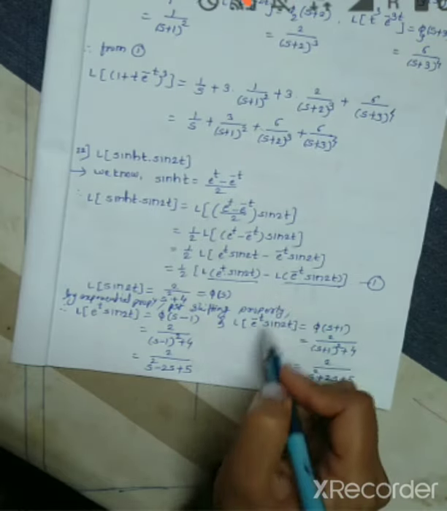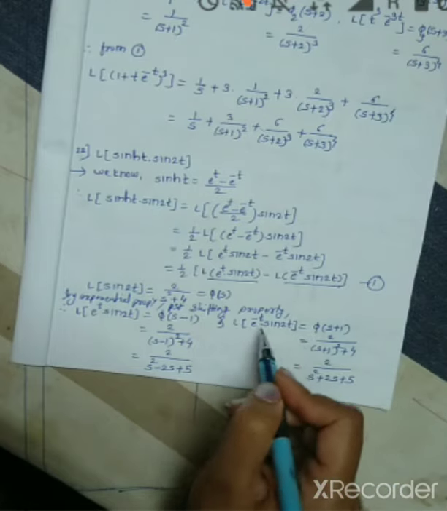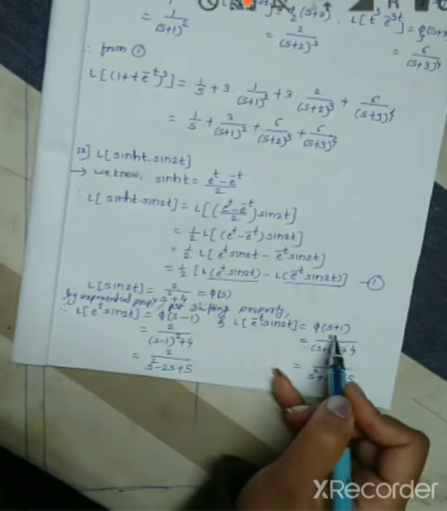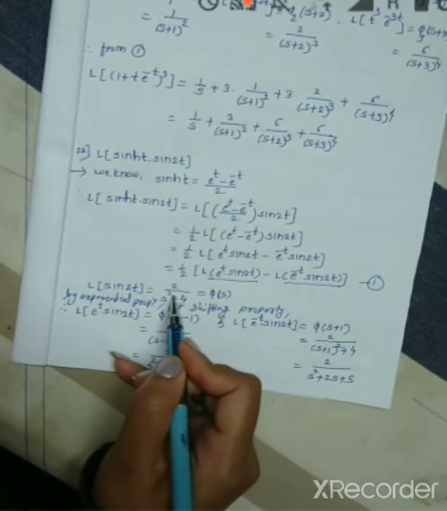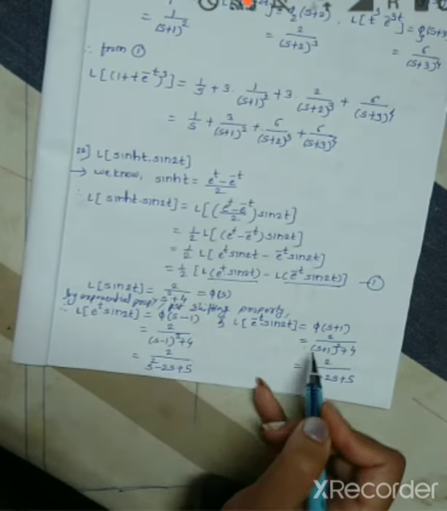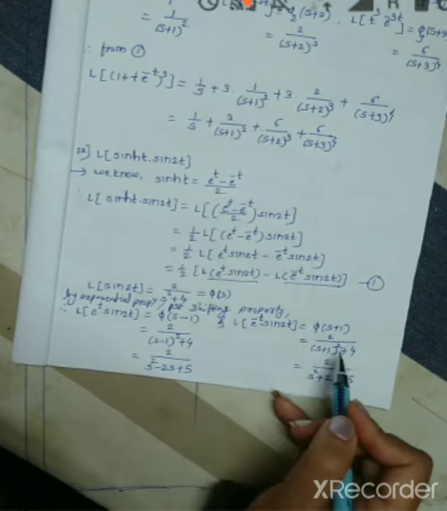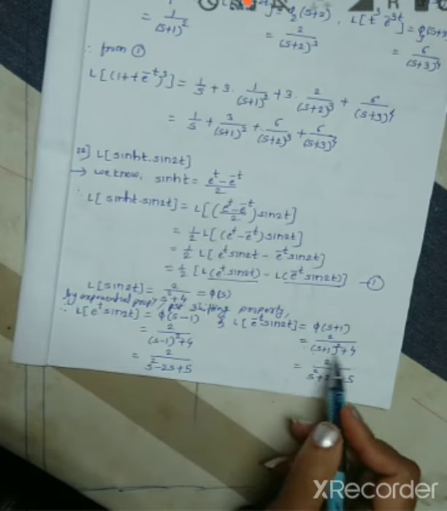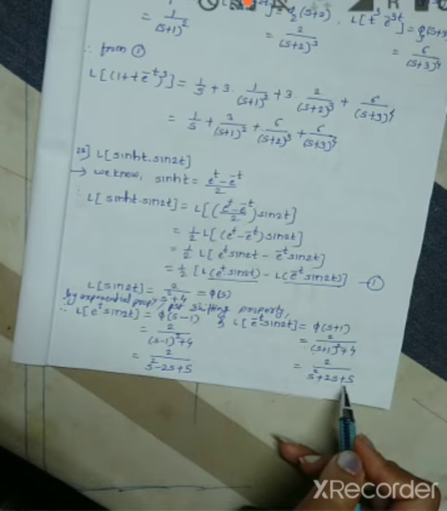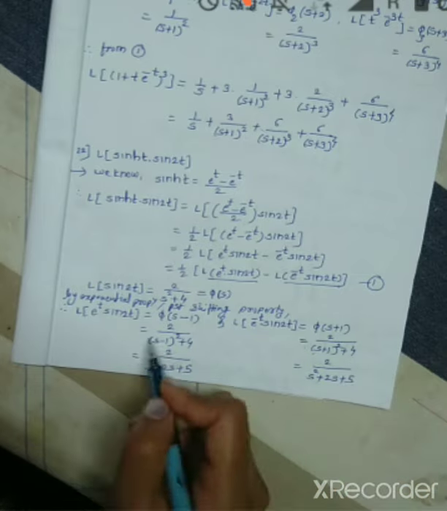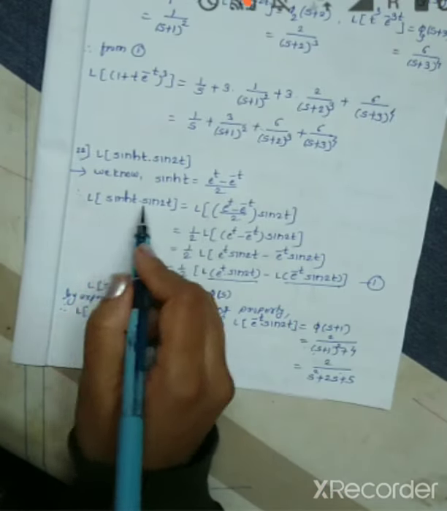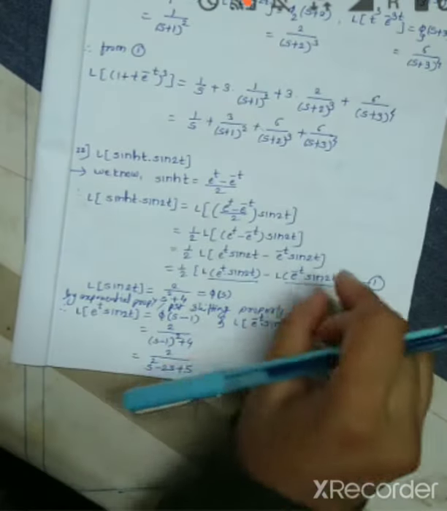L of e raised to minus t sine 2t is nothing but phi of s plus 1, where phi of s plus 1 is obtained by replacing s by s plus 1 in phi of s. The answer is 2 upon s plus 1 square plus 4. Expanding the denominator square: s square plus 2s plus 1 plus 4, which is plus 5. This is our answer for these two Laplace transforms. Now put these two values in the equation.